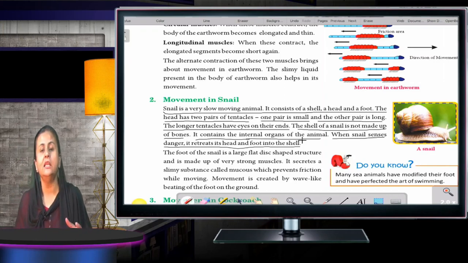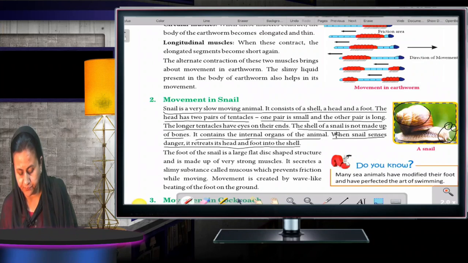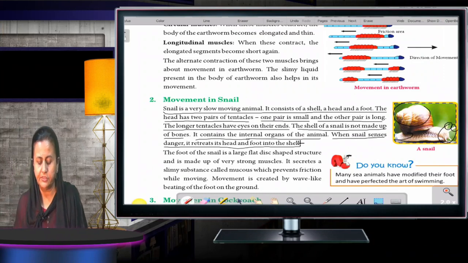Children, snail is a very slow moving animal. Okay, it consists of a shell. As you can see, the shell is here. Okay, it has a head and it has tentacles. Here tentacles are there, and it has a pair of eyes on these tentacles. It has eyes. Okay, and here is the foot with which it moves.